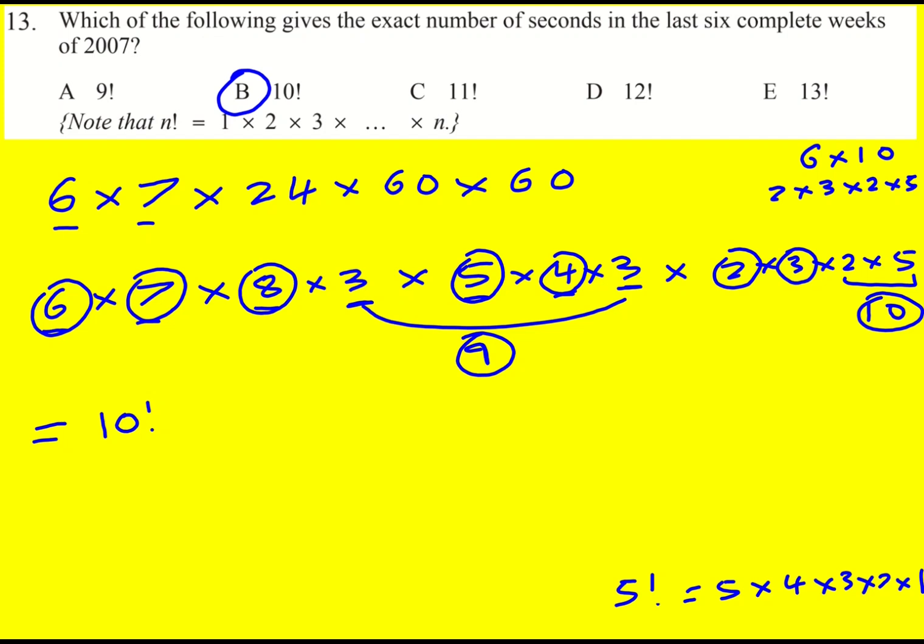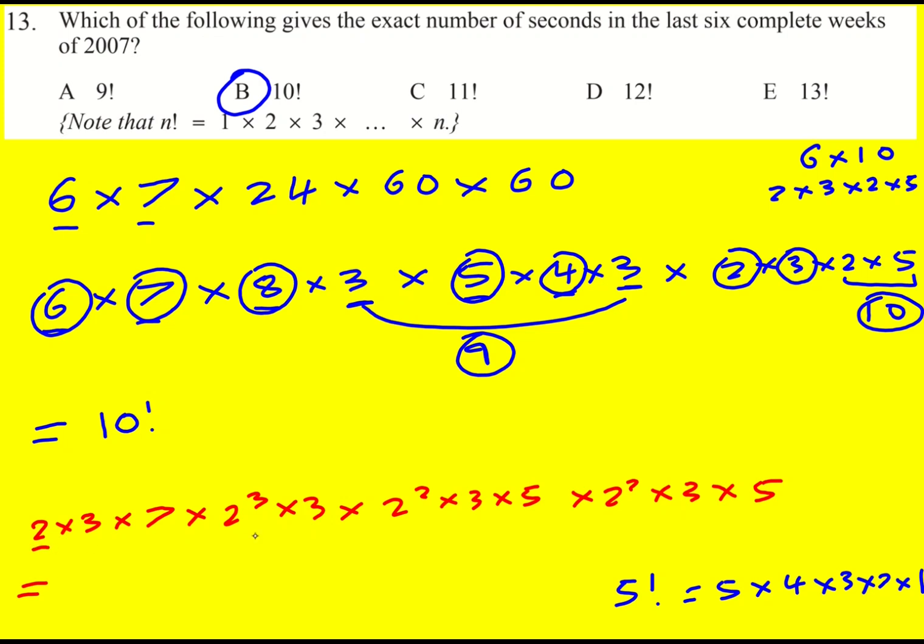Nice. Another way you could do this is how I did it. I think it's unnecessarily complicated, is we could break it all down into a product of prime factors. So I could write 6 as 2 times 3, and then times 7. 24 is 8 times 3, so that's 2 cubed times 3. Then 60, it's 2 squared times 3 times 5. And then I've got another one, 2 squared times 3 times 5.